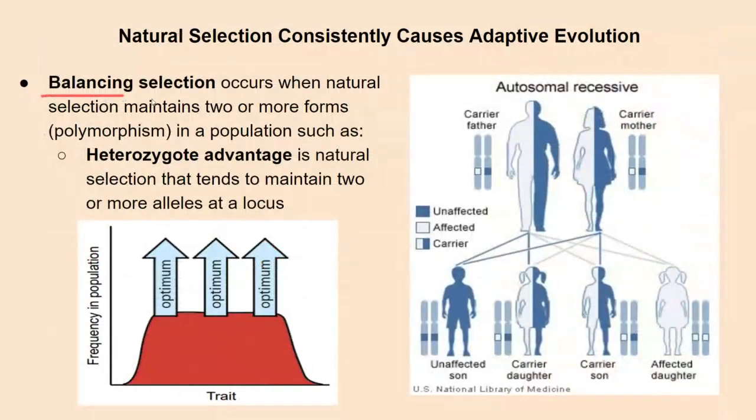There's also something called balancing selection, and this is a form of polymorphism. Poly meaning many, morphism just means forms, where we have different traits within a population constantly popping up. There's also something called the heterozygote advantage.